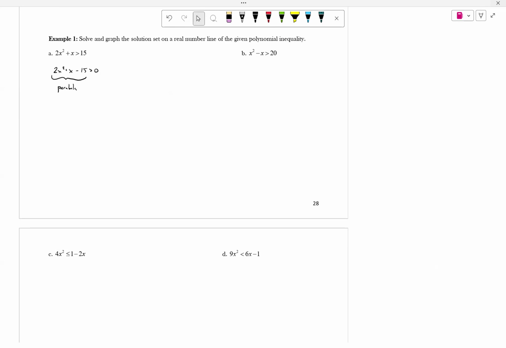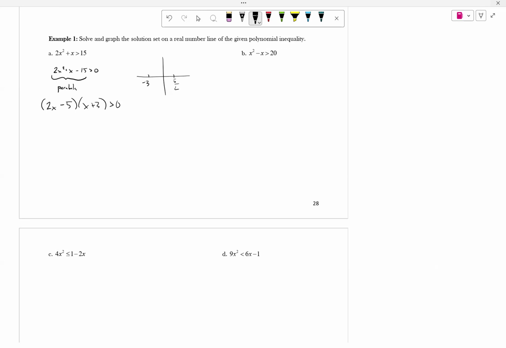Are you finished with A, folks? Okay, Kara, can you help us out with A, please? Okay, so I factored it to be 2x minus 5 times x plus 3. Are we good with that, everybody? Nicely done. If you graph, it intersected at -3 and then 5 halves, 2.5.